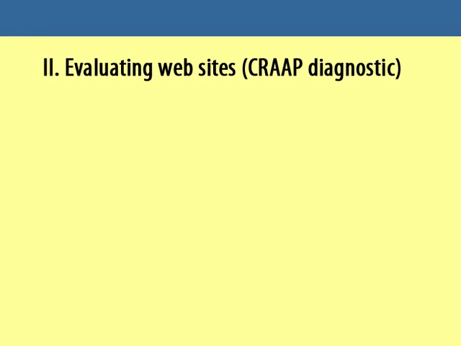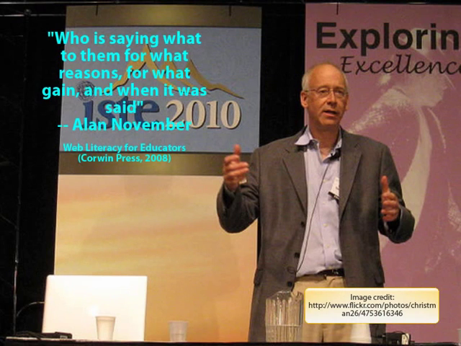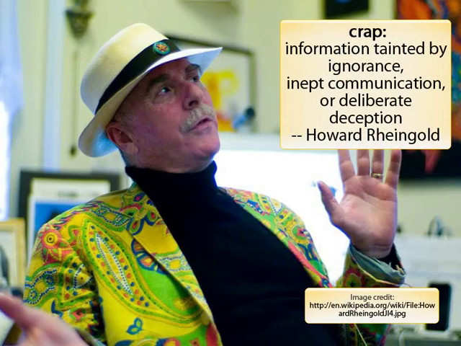Part 2, evaluating websites. A popular educator named Alan November has said of the Internet that students should always seek to find out who is saying what to them, for what reasons, for what gain, and when it was said. His advice is good, even if it does seem very cynical. It's both great and maddening that anyone can put up anything on the web. How can we detect and avoid the bad resources that are out there, or as media critic Howard Rheingold says, the CRAAP, information tainted by ignorance, inept communication, or deliberate deception?